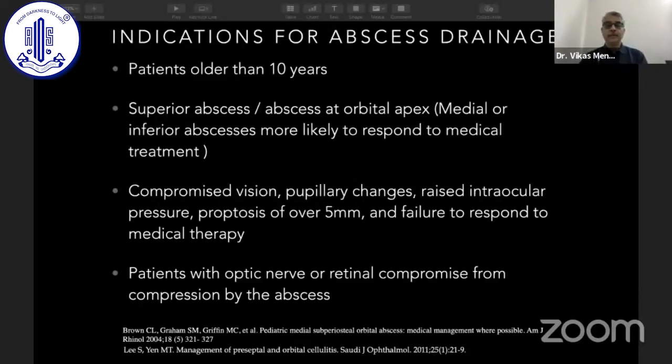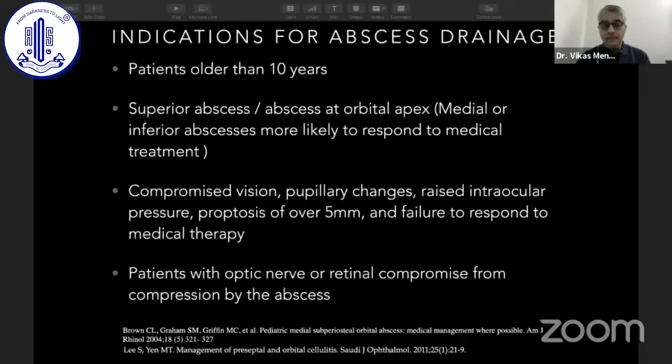Now, abscess drainage is not required in all patients with a subperiosteal or orbital abscess, particularly in children. Children less than 10 years of age have been shown to have rather simple bacterial infections which respond well to IV antibiotics. And in these cases, usually just the medical treatment works. But if you have a patient older than, let's say, 10 years, or a patient who's not responding well to IV antibiotics, then you need to go for abscess drainage.